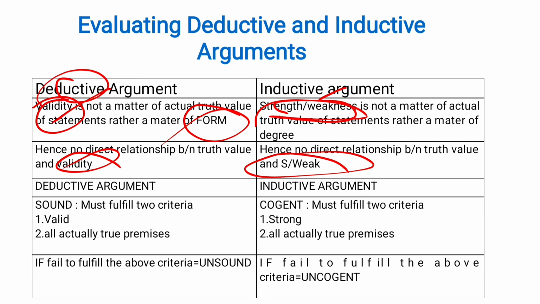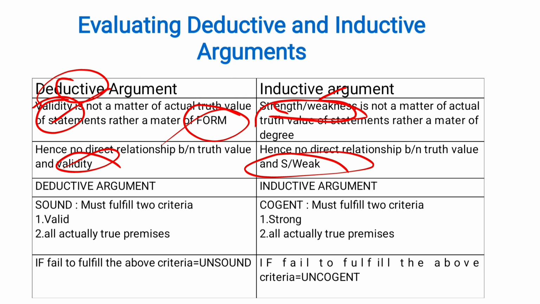Furthermore, we can evaluate a valid deductive argument by saying sound or unsound, whereas all invalid arguments are unsound. And we can evaluate strong inductive arguments by saying cogent or uncogent, whereas all weak arguments are uncogent.